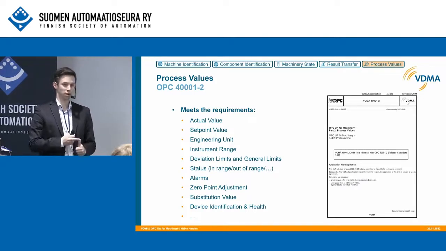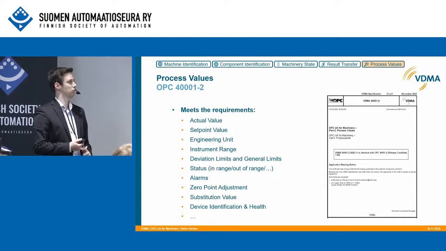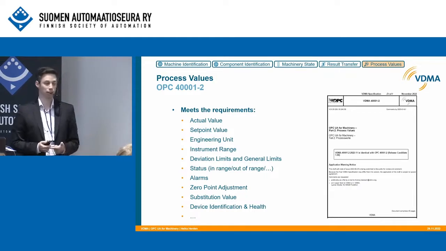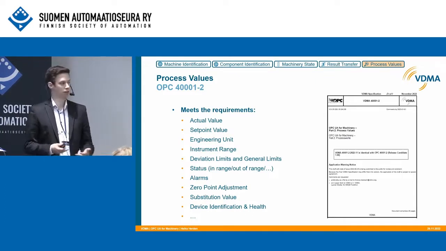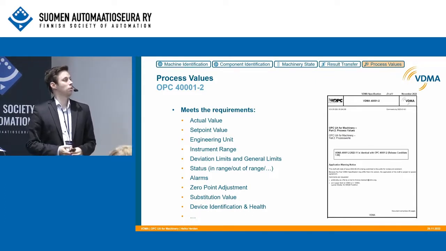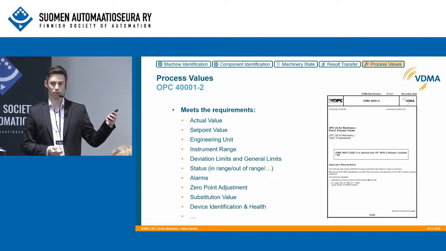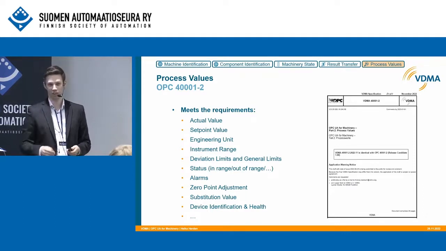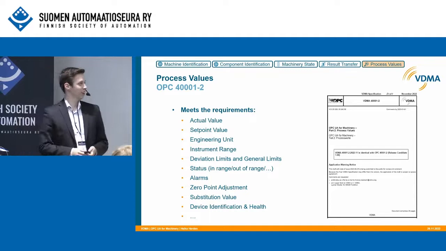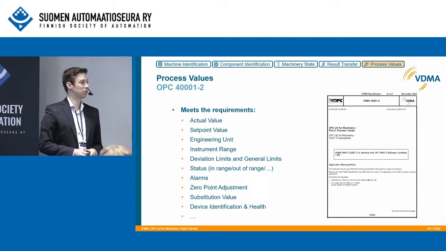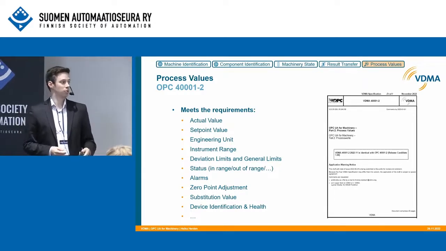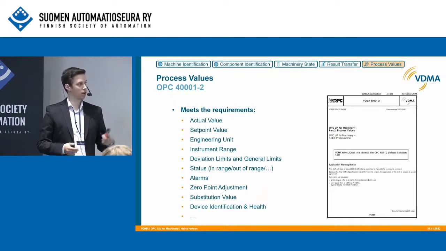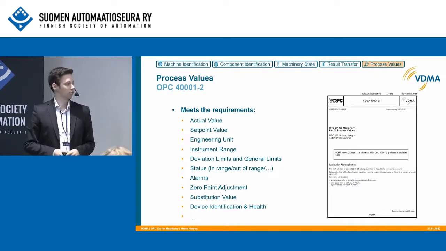So you can have an actual value, of course, which you get from a temperature sensor, for example. You could have a set point value. Of course, we want to have an engineering unit. We just saw it, Kelvin, Celsius, Fahrenheit, whatever. We might have instrument range on the sensor. So for example, if you take your oven in the kitchen, it usually has an instrument range of 250 degrees Celsius, and then it's good. We have deviation limits and general limits. We have a status whether the value is in range or out of range. We have alarms. We have a 0-point adjustment, which you usually have on a scale, for example, a kitchen scale, if you think about it.